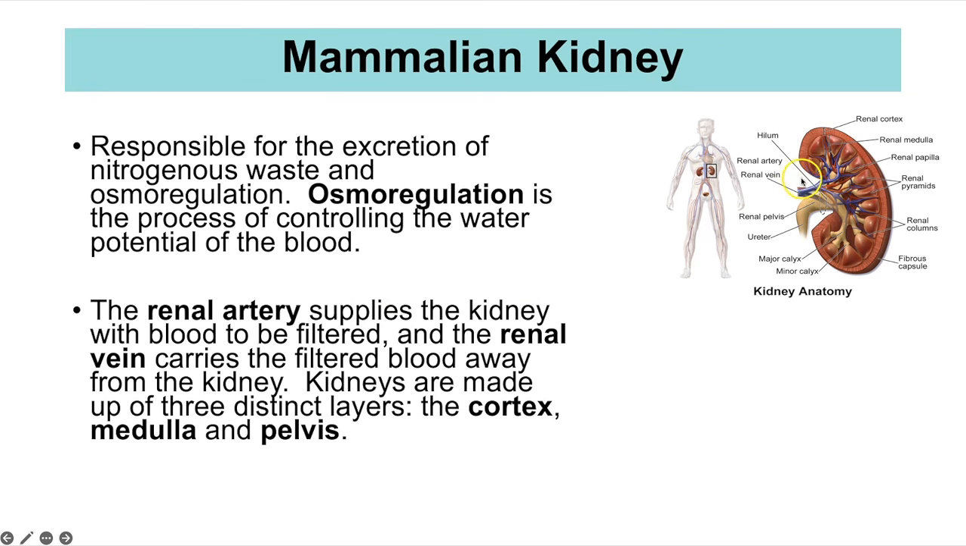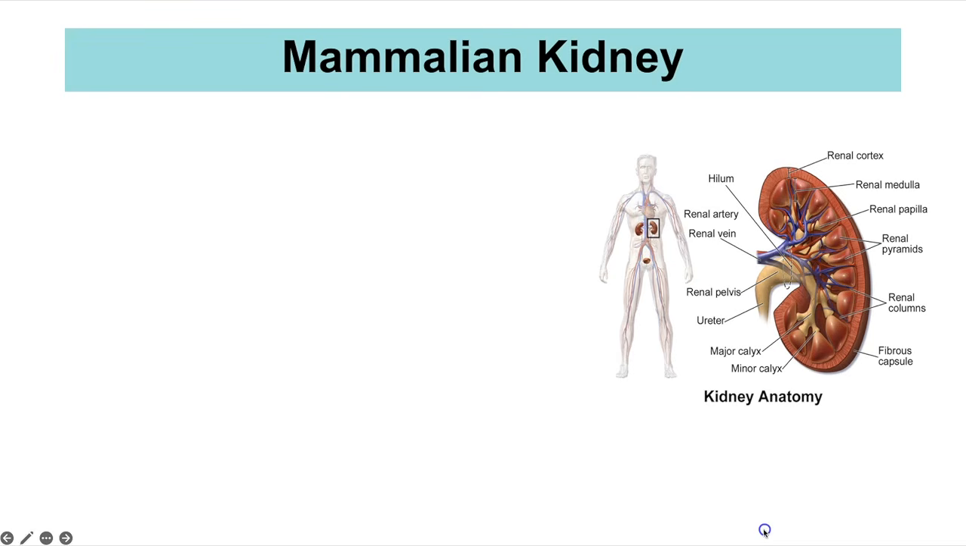And if we have a look at the kidney, we can see here the renal artery and the renal vein. The renal artery supplies the kidney with blood that needs to be filtered, and the renal vein carries that filtered blood away from the kidney. The kidneys are made up of three distinct layers. We have the cortex, the medulla, and the pelvis.